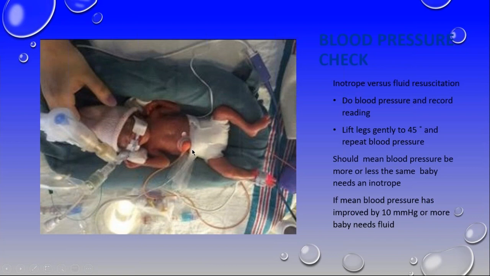Remember that your other check, from last month's lecture, is that you will look at the heart rate and what the heart rate is doing. Because with babies that need fluids, heart rate usually goes up because they're dehydrated. We don't have the circulatory volume we should have, and the heart has to work harder to pump the volume it does have around.